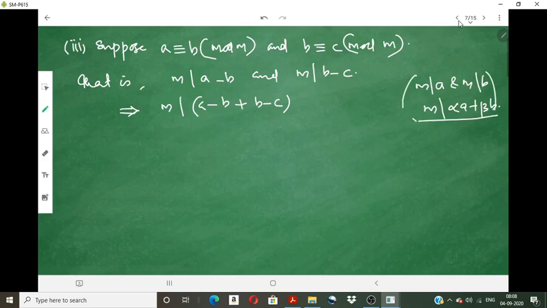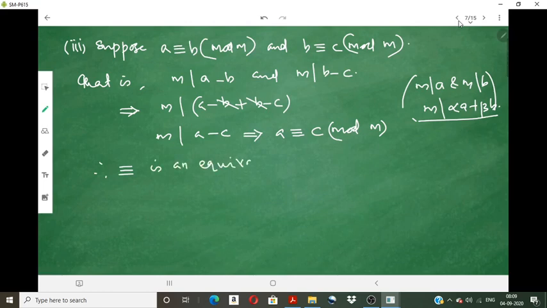And so using that property, we can write M divides (A minus B) plus (B minus C). That is, M divides A minus C, since minus B plus B get cancelled. So M divides A minus C, which implies A is congruent to C modulo M. So the transitive property is also satisfied. That means congruence is an equivalence relation.